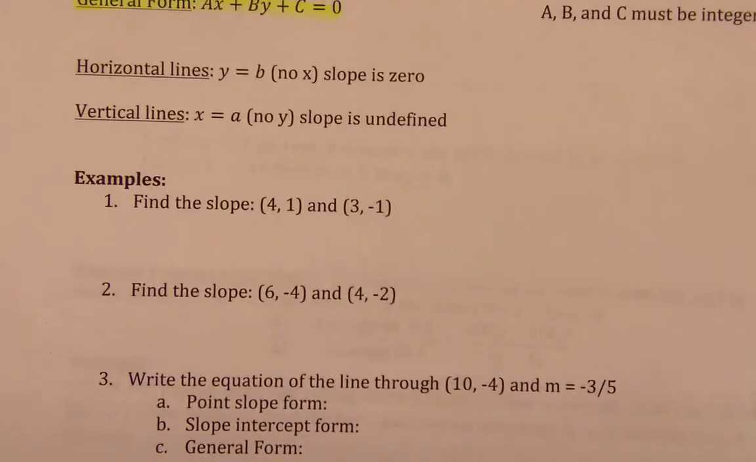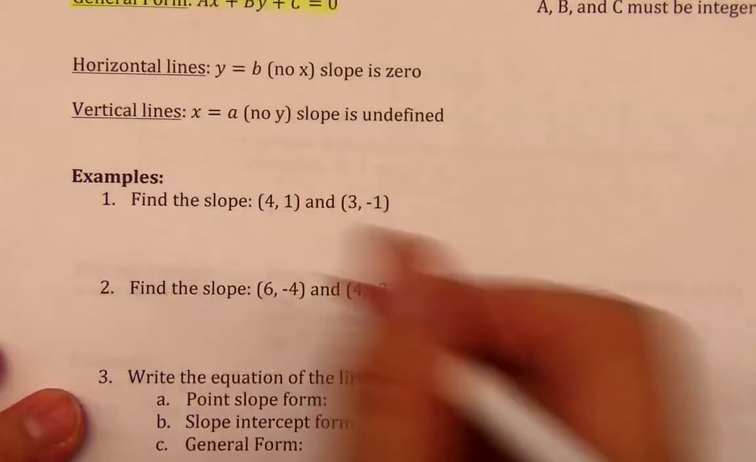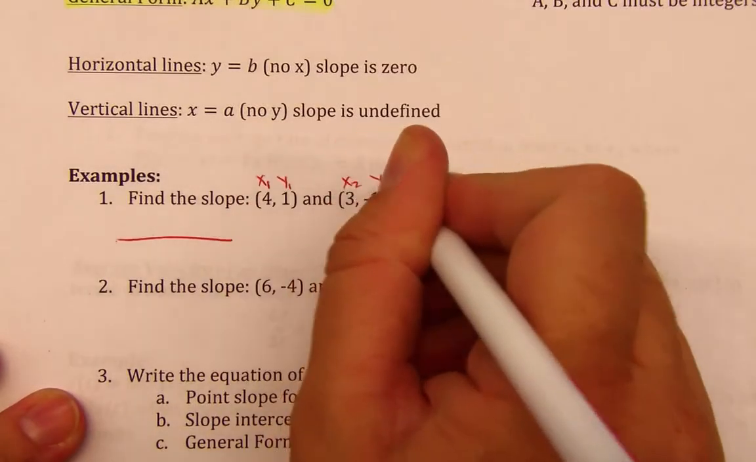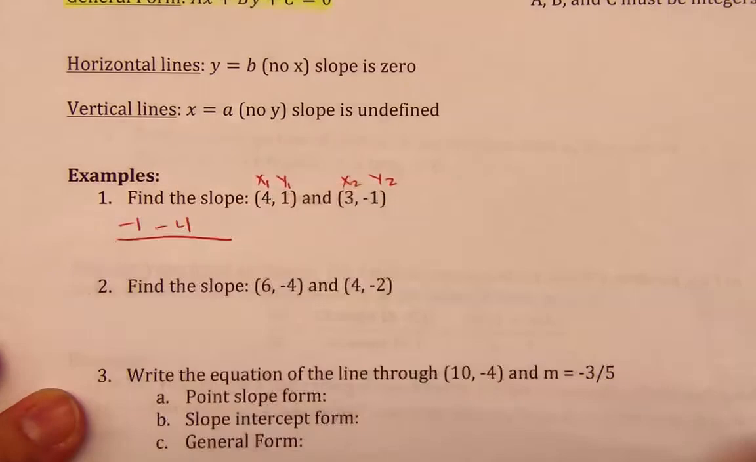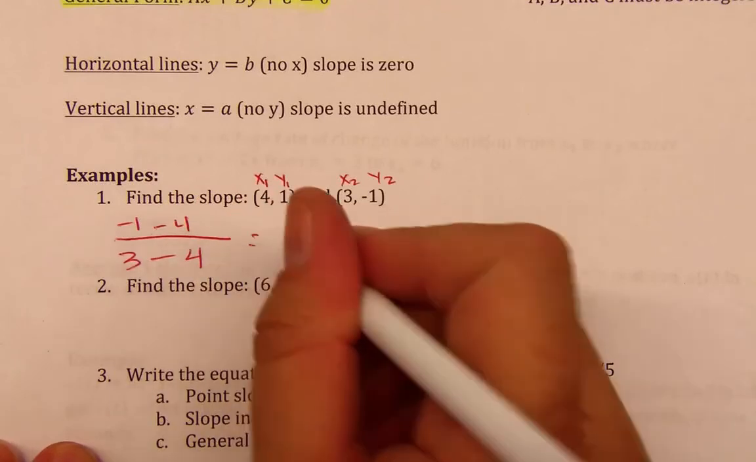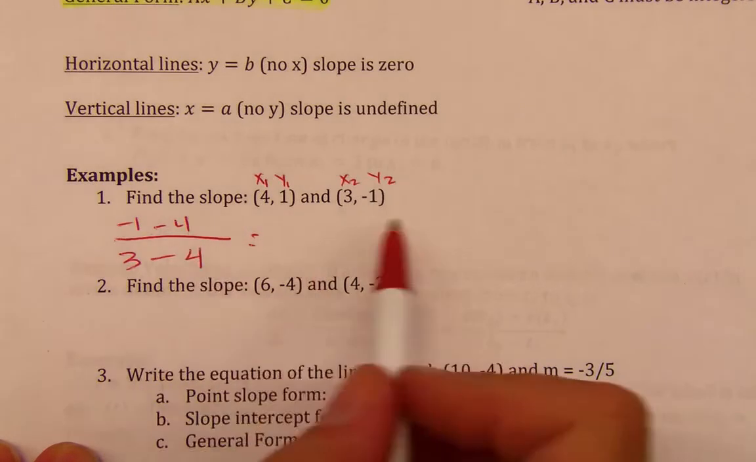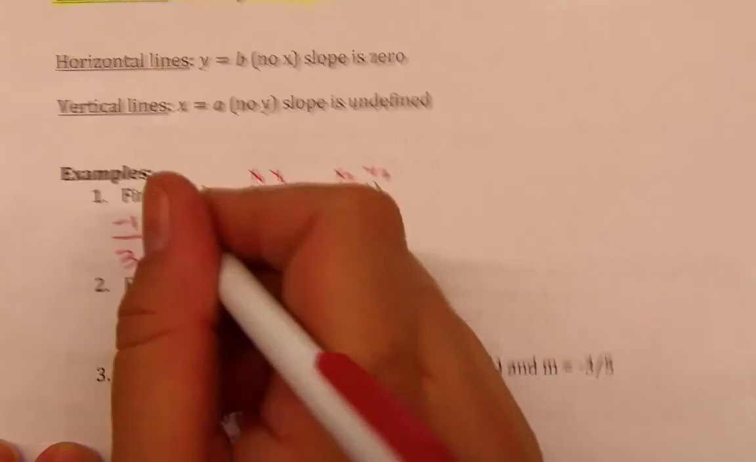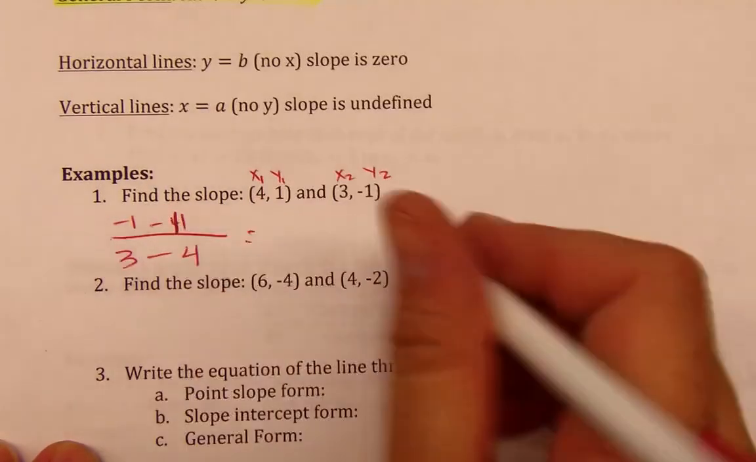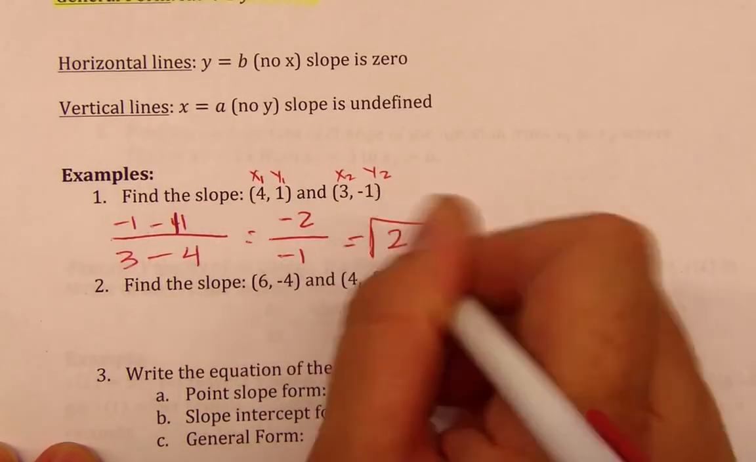Now, let's look at a couple examples here. We're given 2 points, and we need to find the slope. So first thing I want to do is use the slope formula. So this is x1, y1, x2, y2. So negative 1 minus 4, and then 3 minus 4. And that's, let's see. Oh, I'm sorry, not 4 here. This should be y2 minus y1. This is a 1 right here. And then we have negative 1 minus 1 is negative 2 over negative 1. So our slope would be 2.